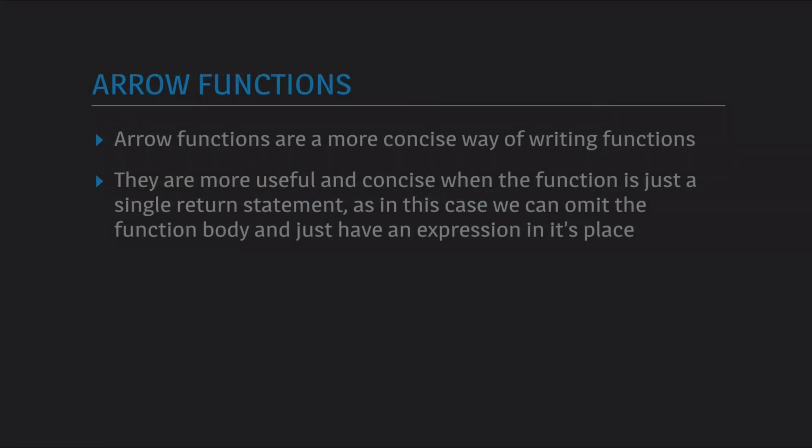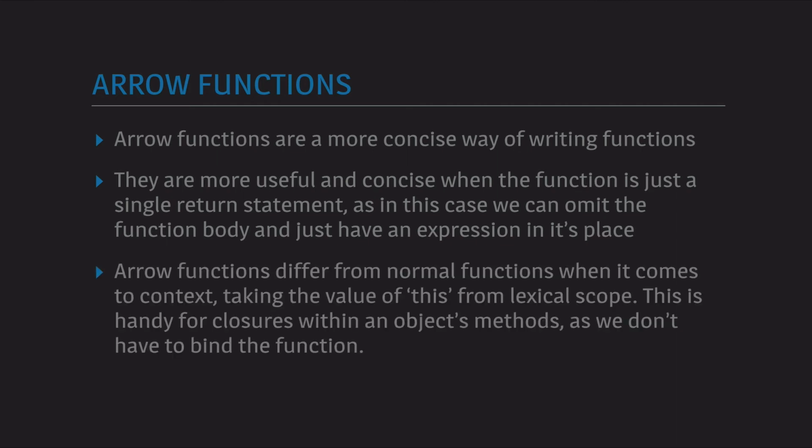Arrow functions do have one important difference to normal function expressions. That is the way arrow functions derive their context. Unlike normal functions, they don't need to be bound or called in a certain context. They will take their context from the current lexical scope. That means if you have a closure within an object's method, it will take the current value of this within that object's method as its context.